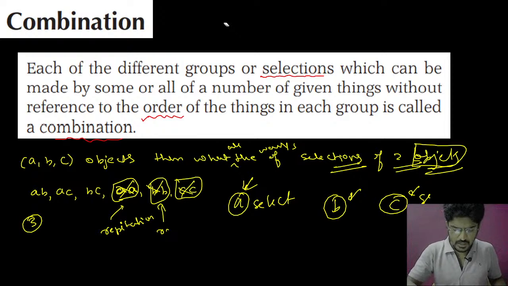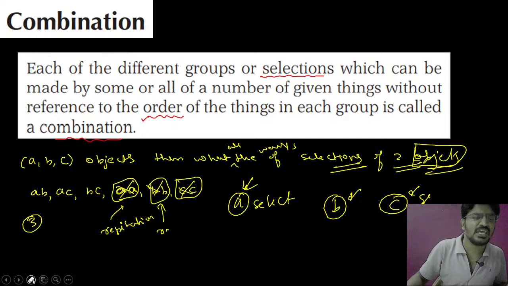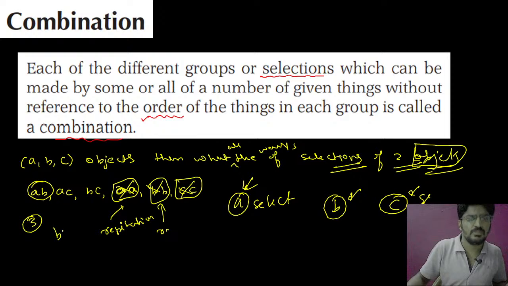Okay, so now we can just see that. Arrangements we can write again and again by rearranging. But while doing selection, if I once select AB, then BA is also called the same selection.